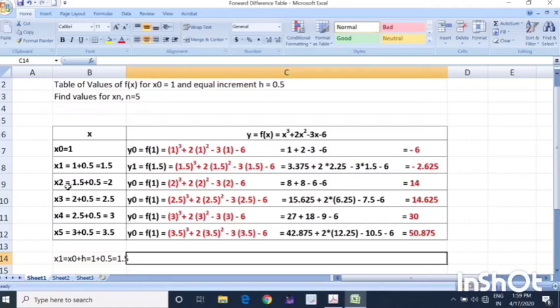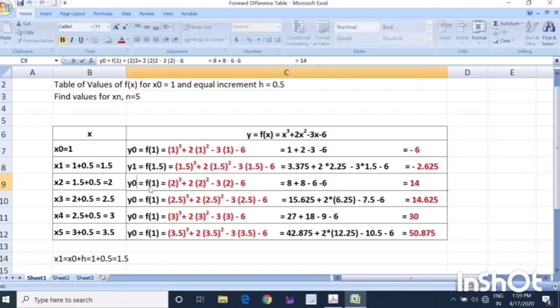Similarly, for x2, what is x2 now? x1 equal to x0 plus h means x2 equals x1 plus h. So what is my x1? x1 is 1.5. What is my h? 0.5. So what is the answer? 2. So the value of x2 is 2. Again by the same method we get the value of y2.